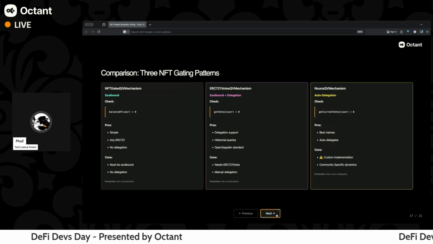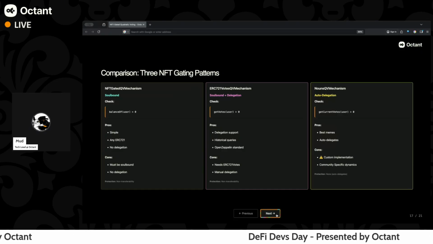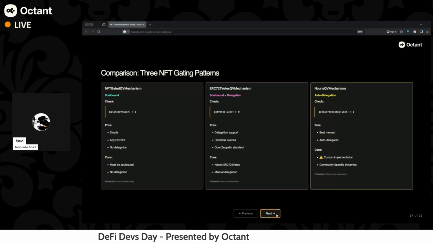So if you don't have a lot of experience, this is maybe a good jumping point to get your feet wet in Solidity, and we will be available throughout the week for anyone that needs help.